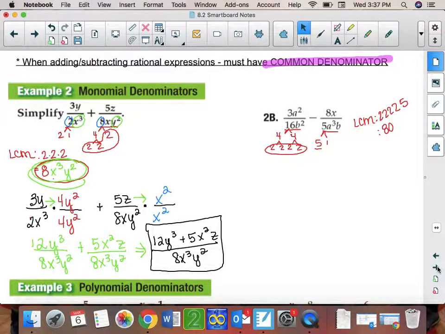And then I need to go to my variables, and I need to pick, again, the biggest exponent variable that I see. So I have an a cubed, and then I have a b squared.